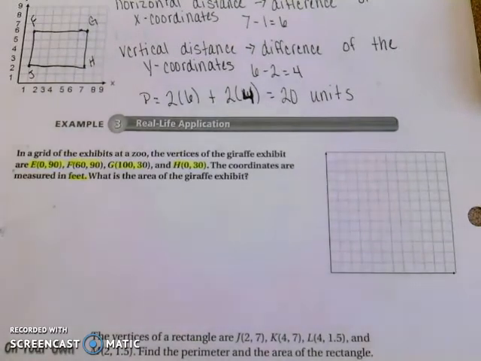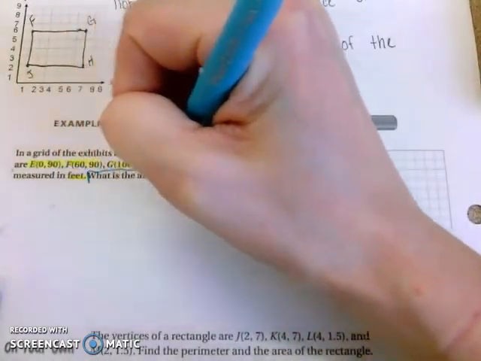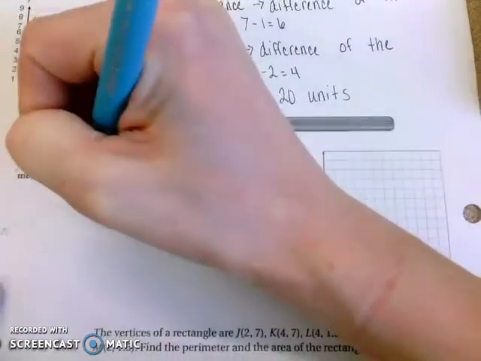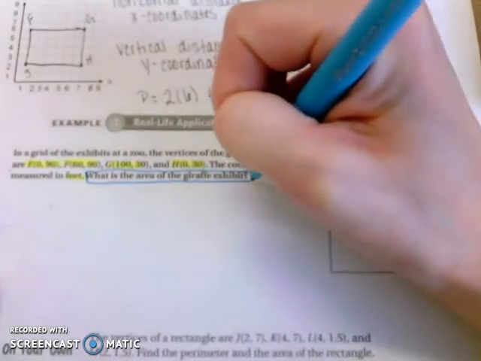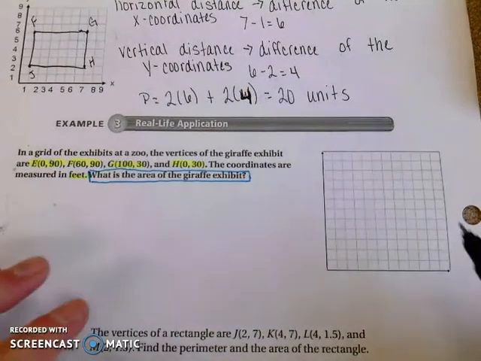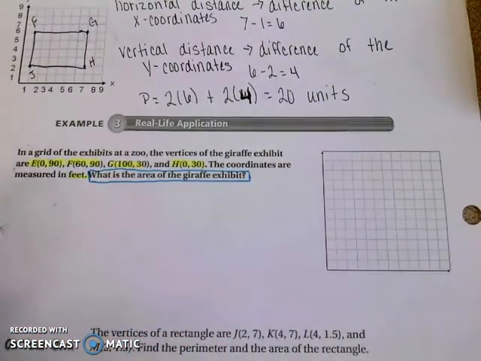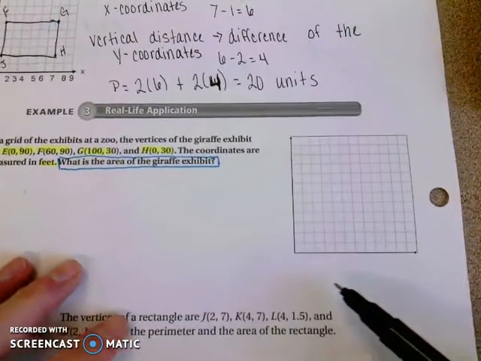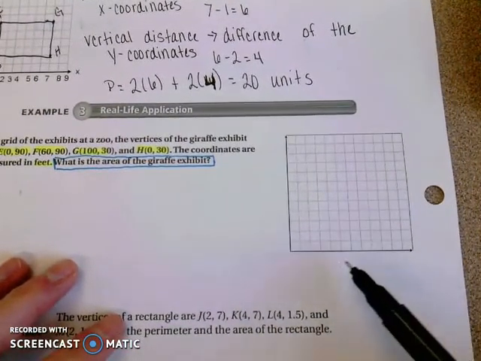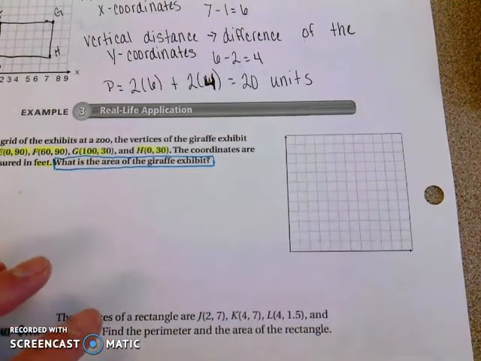So what we are ultimately trying to figure out is what is the area of the giraffe exhibit. Now, we have to go ahead and graph this because we don't know what shape it is. So in order to find our dimensions, we have to know what shape we're looking at first. So first thing we want to do, my numbers go all the way from 0 to 100. We can't go from 0 to 100 here on each line because we only have 10 spaces. So this is where we're going to draw this to scale.